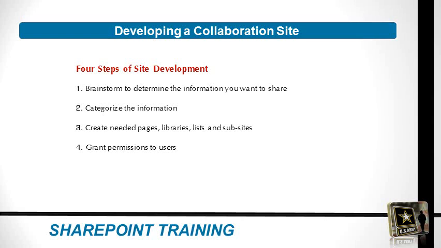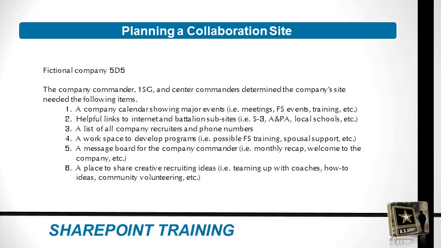Now, let's look at a fictional company to see how to create a collaboration site. We'll call the company 5 Delta 5. Collectively, the company commander, first sergeant, and center commanders became the planning committee. They had a brainstorming session and determined they wanted their site to contain the following items: a company calendar showing major events such as meetings, future soldier events, training, etc. Helpful links to internet and battalion subsites such as S3, AMPA, local schools. A list of all company recruiters and phone numbers.